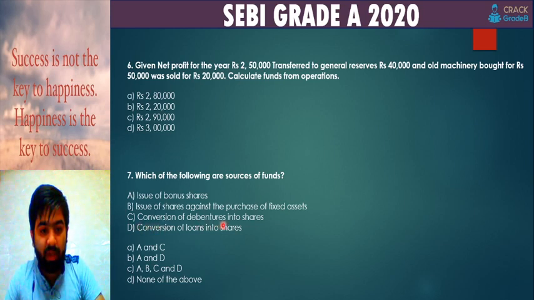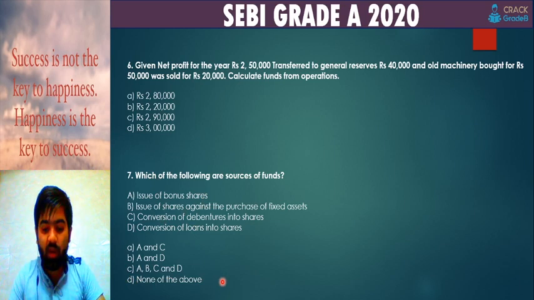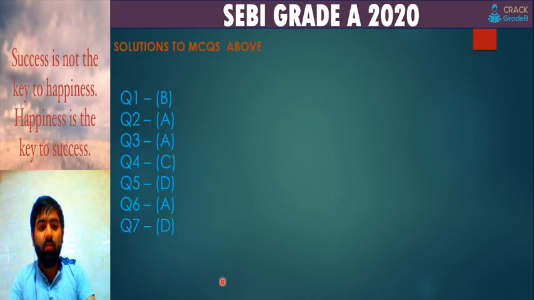Conversion of debentures into shares: we converted debentures into shares, no change in current assets or current liabilities. Conversion of loan into shares: this is a change in non-current liabilities only, no change in current assets or current liabilities. So none of these is a source of fund, and the right answer is D, none of the above. All answers are given here.